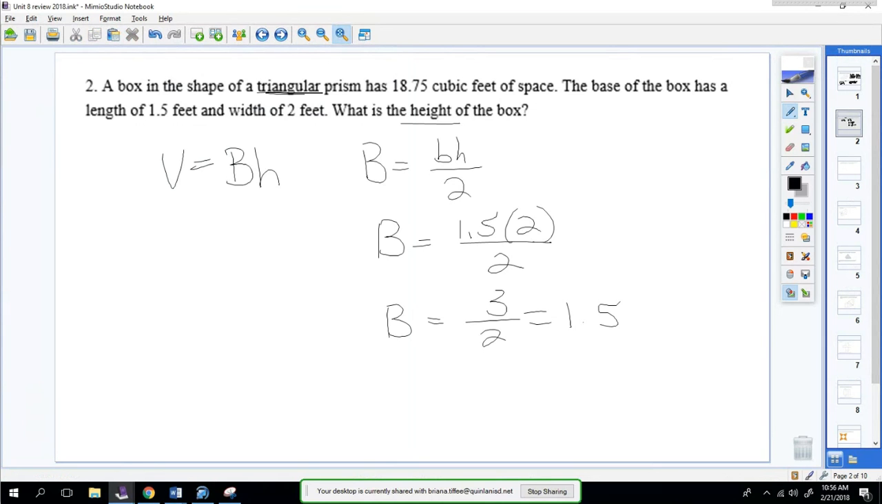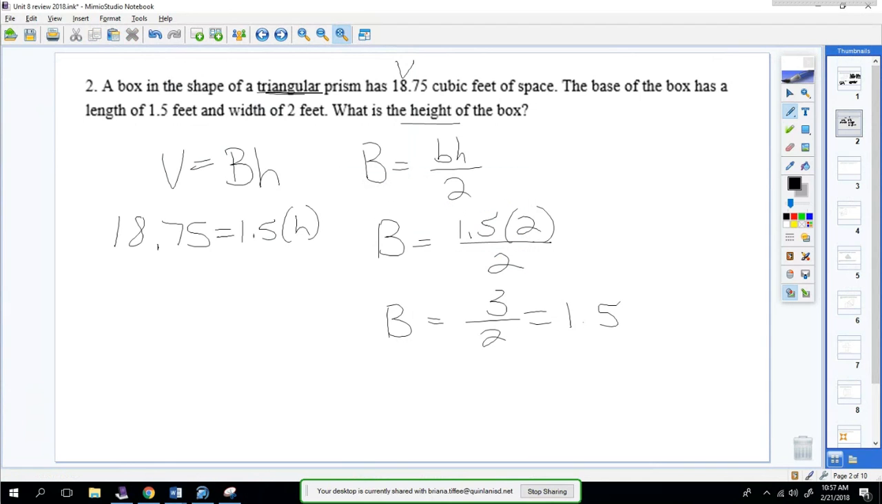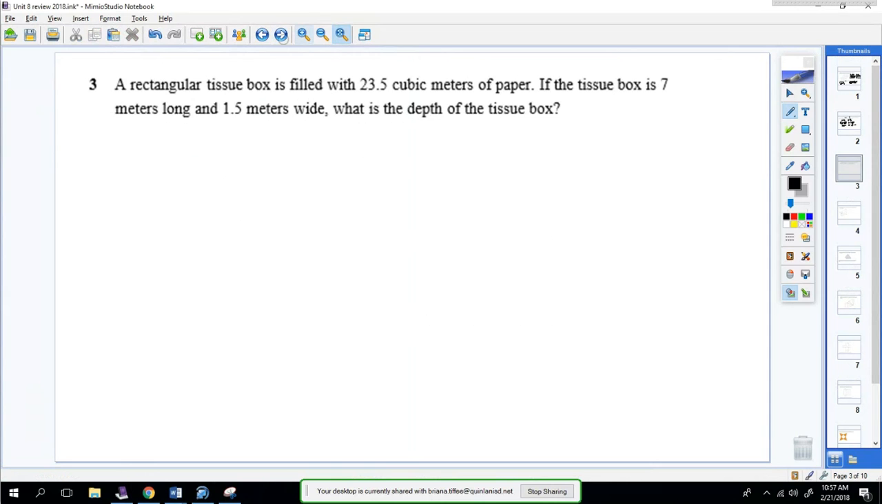So I'm going to plug it in. But before I start plugging stuff in, I know for a fact my volume. So V is 18.75. My big B is 1.5, but I don't know my height. That's what I need to solve for. Since the 1.5 is being multiplied to the H, I'm going to do the opposite operation and divide 1.5 to both sides. So I'm going to divide 1.5 into 18.75, and when you do that, you get 12.5. And that's the height of this triangular prism. You worked backwards.